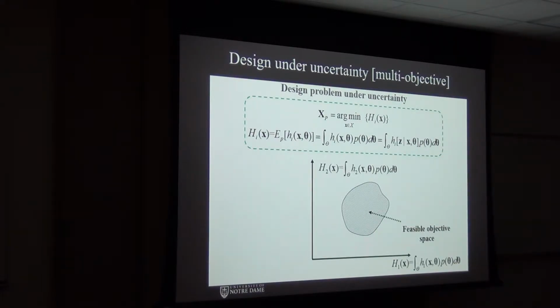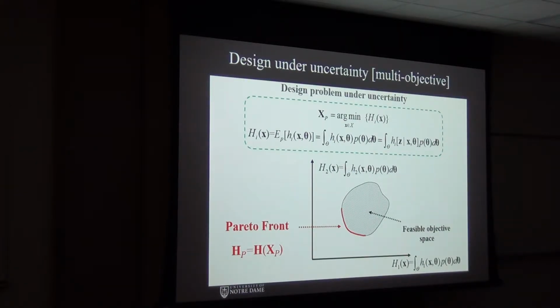What does that Pareto front correspond to? It corresponds to the dominant designs. This is your feasible objective space of performance. The Pareto front is pretty much the designs for which you cannot improve one objective without a detriment to the other. So the solution to this multi-objective problem is going to be this red curve, the Pareto front.